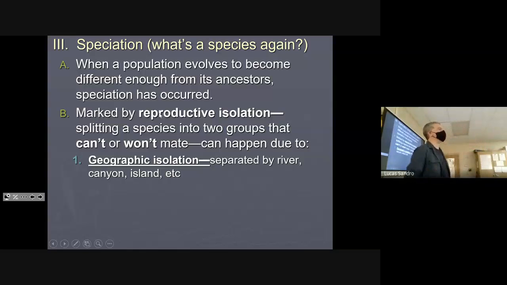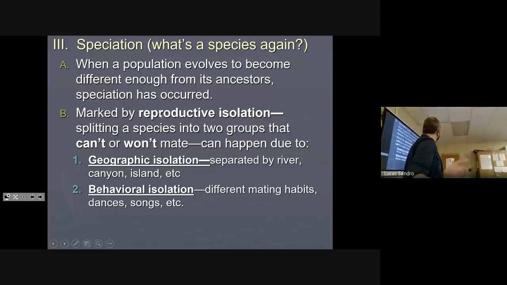Well, as soon as you're geographically isolated, and you start evolving independently, it doesn't take much change, for birds at least, to not be into it anymore. And so even if the river goes away, or they find each other on that same island again, they're not gonna be into each other at all. They won't. It's not can't anymore. It's won't. And if it's won't, that is a marker of two different species. That's called behavioral isolation.